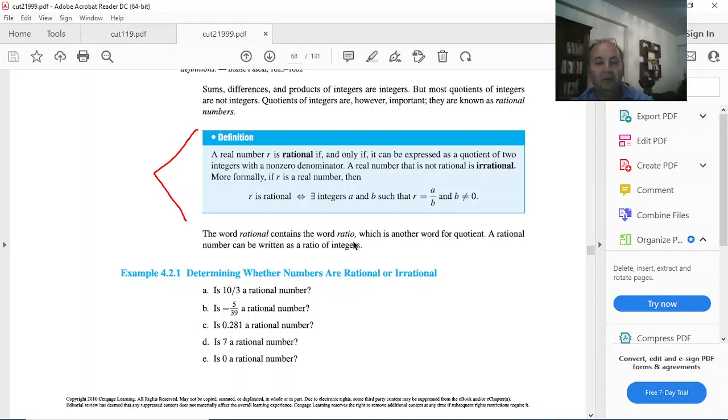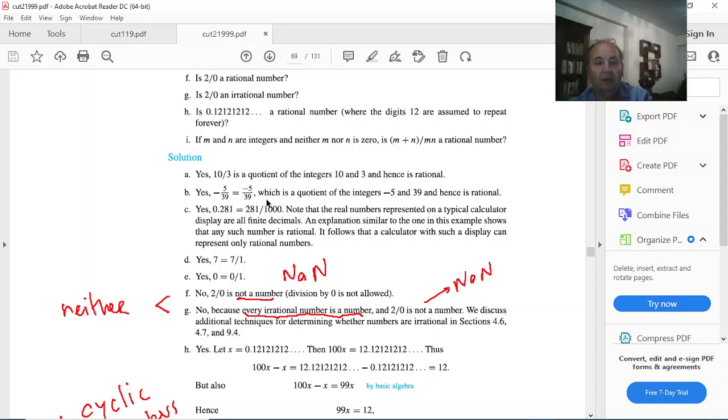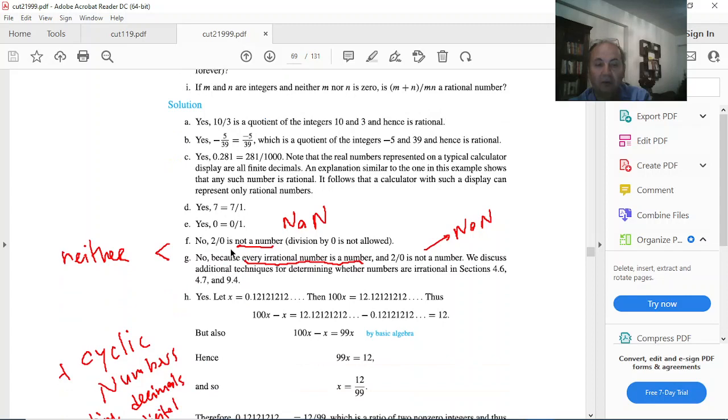Of course, 10 over 3 is rational. This is rational. This is rational. 7 is rational because 7 over 1. 0 is rational, 0 over 1. But 2 over 0 is not a number even. It cannot be rational or irrational because it's not a number, you know. If it's not a number, it cannot be rational or irrational.